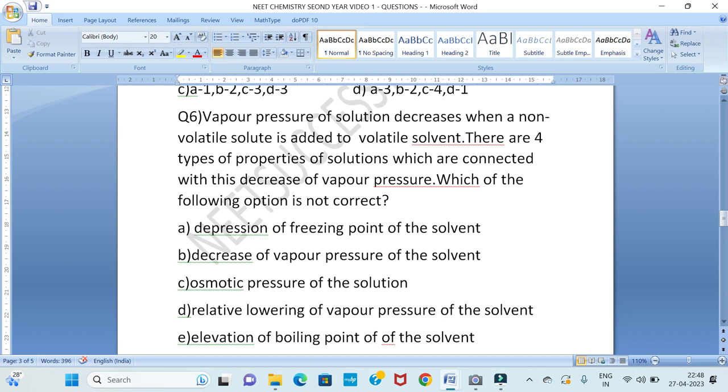So there are four types of properties of that solution which are connected with this decrease of vapor pressure. Volatile solvents are liquids. A non-volatile solute is a substance that does not easily vaporize. Non-volatile liquids have a high melting point and low vapor pressure. Non-volatile solutes have low vapor pressure. That means vapor pressure is decreasing. What is the answer?